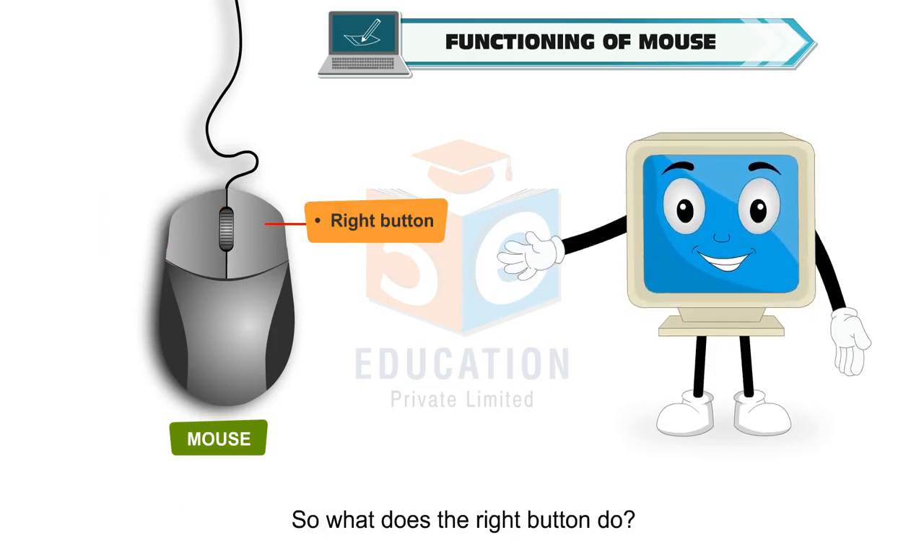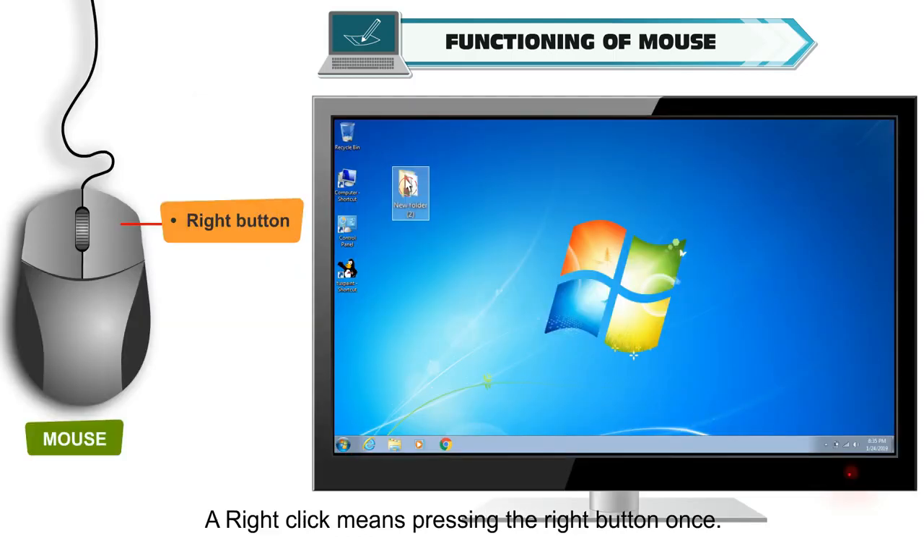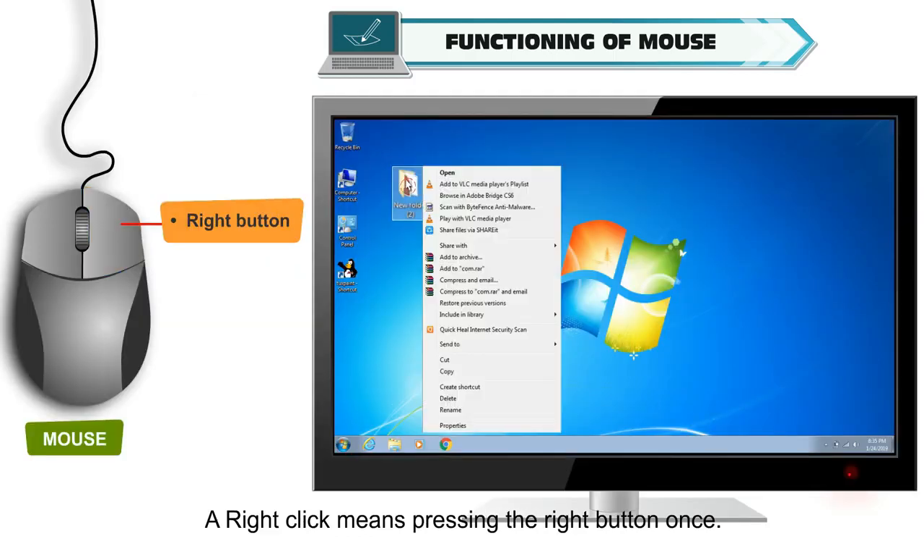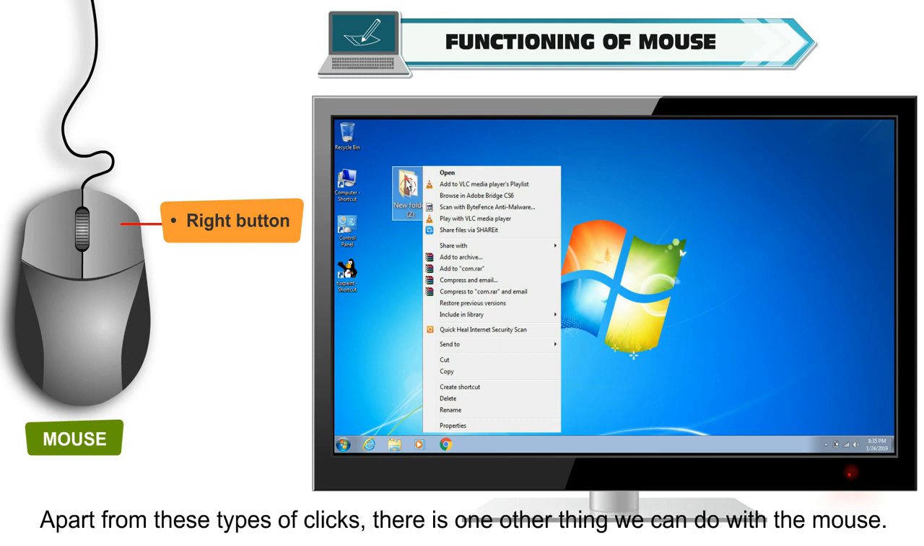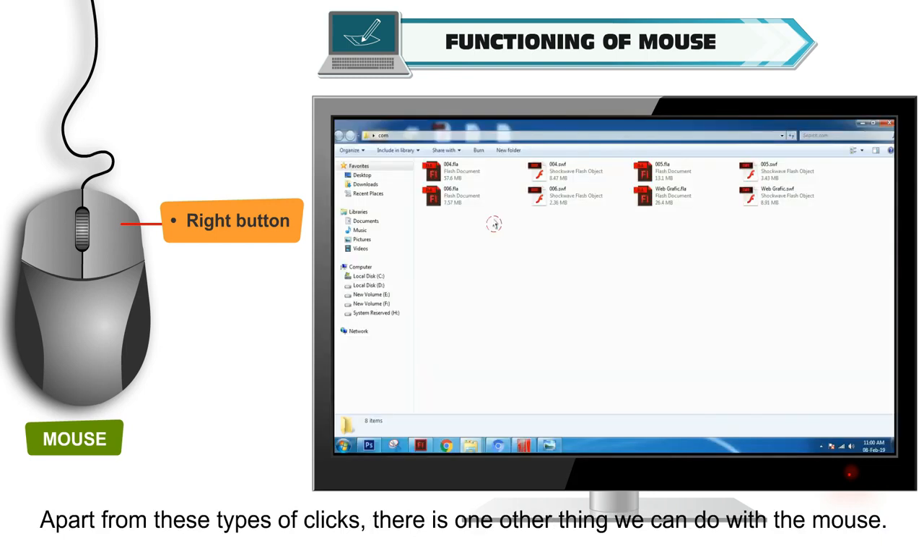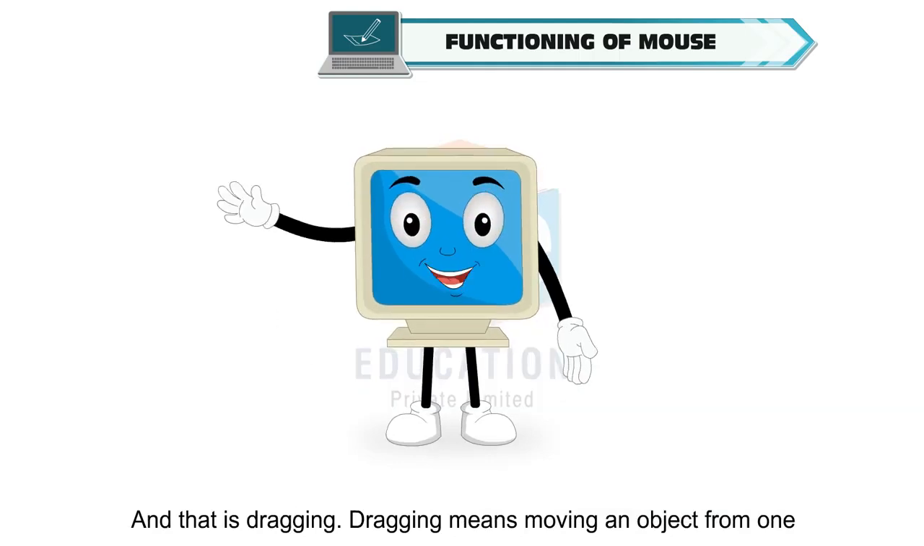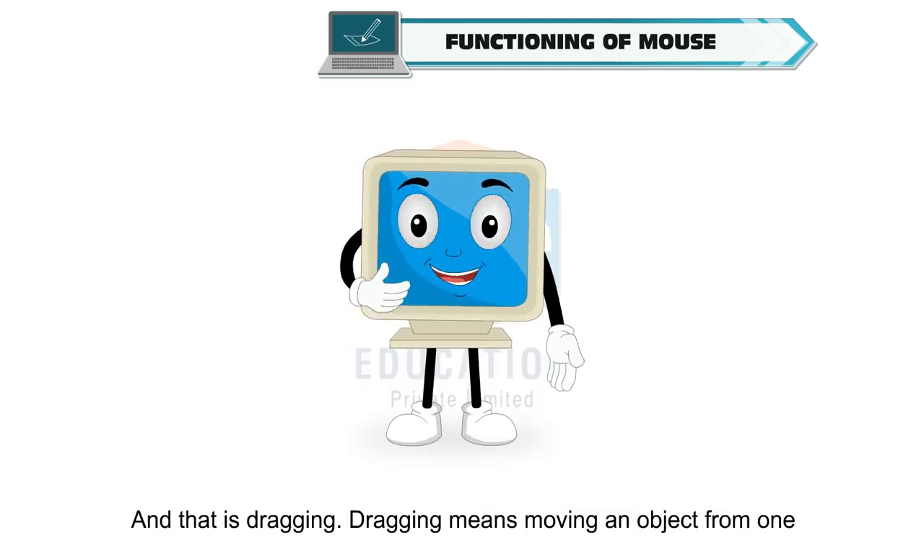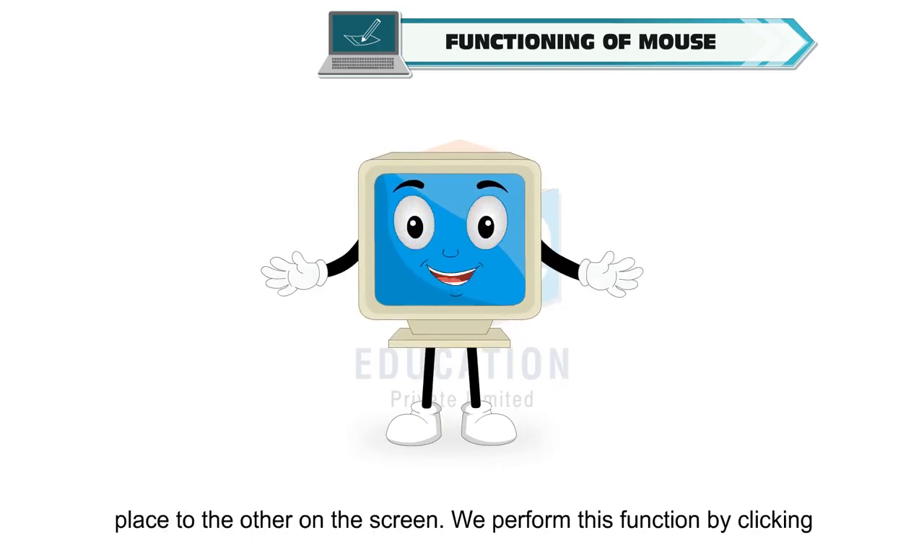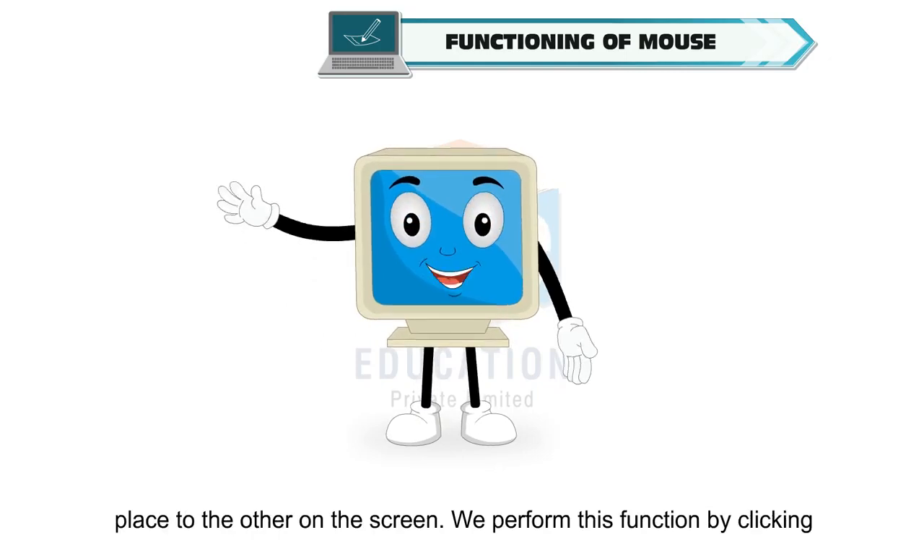So what does the right button do? A right click means pressing the right button once. It shows menu options on the screen. Apart from these types of clicks, there is one other thing we can do with the mouse, and that is dragging. Dragging means moving an object from one place to the other on the screen.